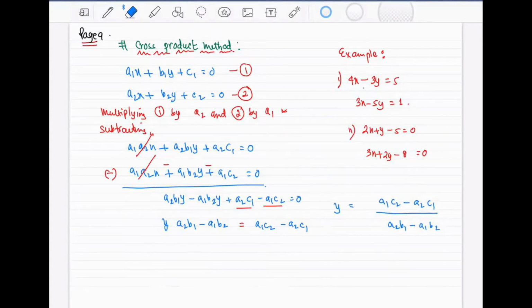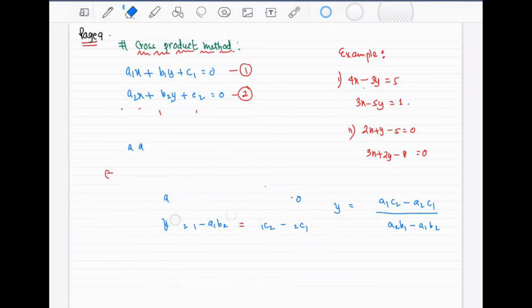So let's rub off the others. When we want to find out y, remember the elimination method. When we want to find out the value of y, we make the coefficients of x equal. If I want to find the value of x, you have to make the coefficients of y equal. I just mentioned how to make the coefficients of y equal. You just have to multiply by b2 in the first one, and b1 in the second one.